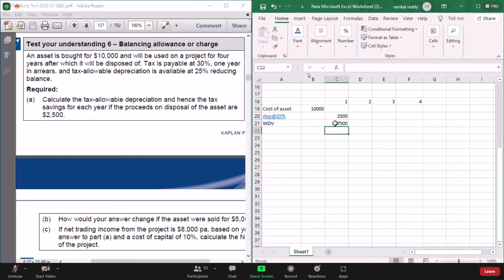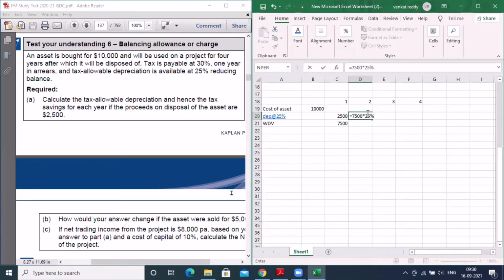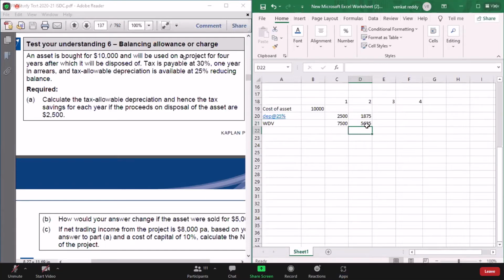Now what will be the depreciation for the second year? Yeah, that is 7,500 into 25%. So the second year depreciation will be 1,875, right? And the written down value, 7,500 minus 1,875, so it will be 5,625. I hope everyone is following. Let me know if you have any confusion, right?